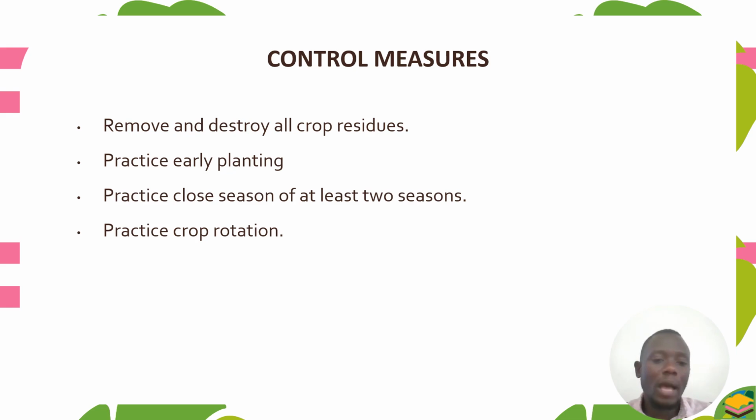So talk of fallow season. This is when you just leave the land without planting anything. That one is known as the fallow season. So for at least 2 seasons without planting anything, that's one way of controlling them. Then talk of practicing crop rotation. This comes in each and every control measure. So crop rotation is also one way of controlling these pests.